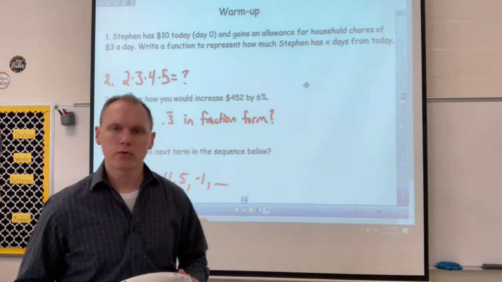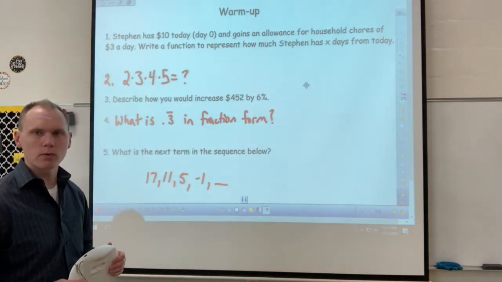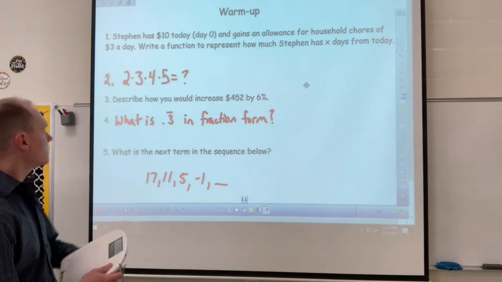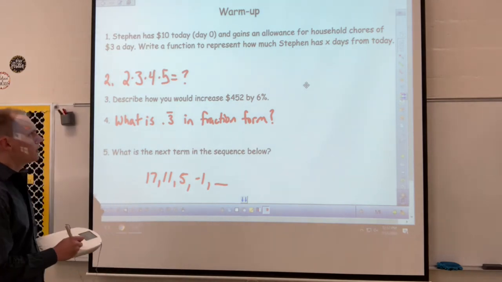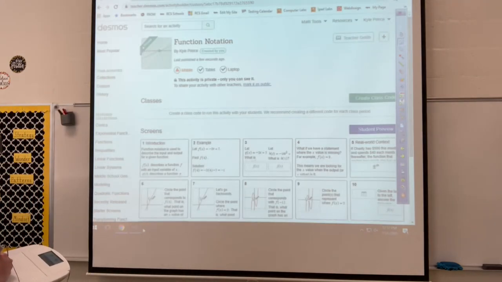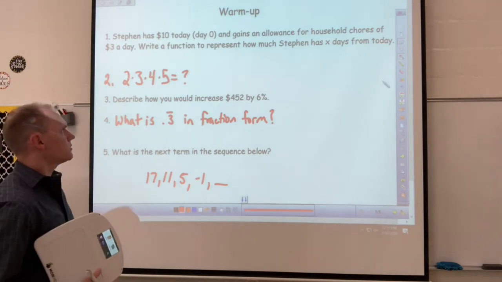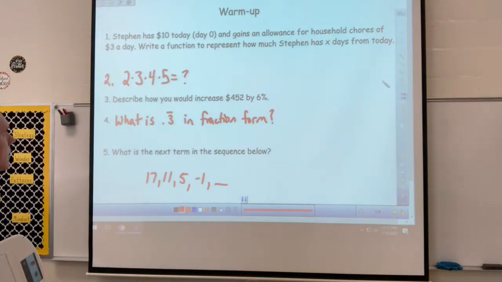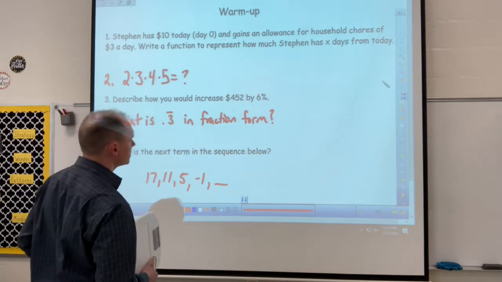So before we do that, let's go ahead and do these 5 problems for bell work. We'll warm up, and then we'll talk about them here in just a second. Okay, number 1, Stephen has $10 today, and that's day 0, and gains an allowance for household chores of $3 a day. Write a function to represent how much Stephen has X days from today.